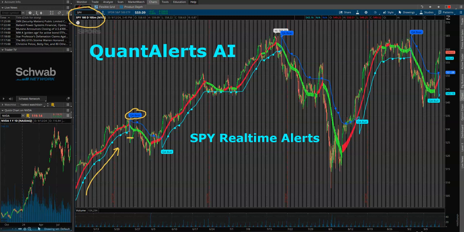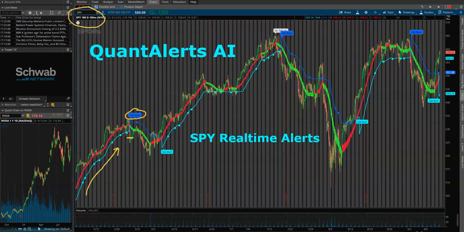Now, I haven't even really done optimization. I basically threw the indicator up on a chart, did one small adjustment and said, okay, that's how good it is.